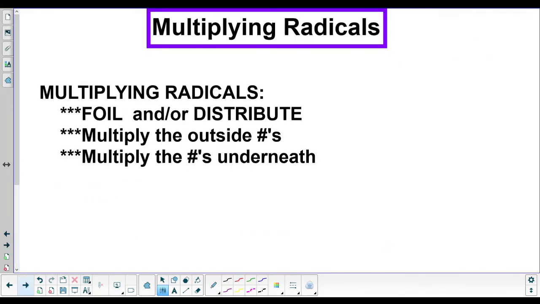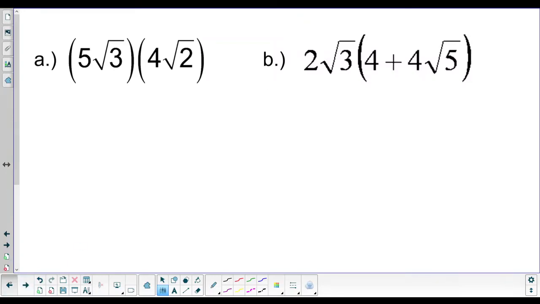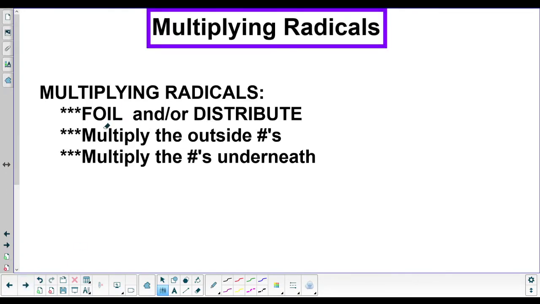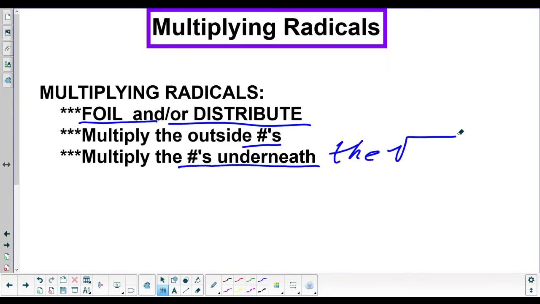Let's talk about multiplying. We're not going to do dividing, I don't think. Dividing, like most things in life, is a little hard. So we'll probably save that for later, but maybe not. All right, so here's the rule. We're going to FOIL, aka distribute. You multiply the outside numbers, and then you multiply the numbers underneath the radical.